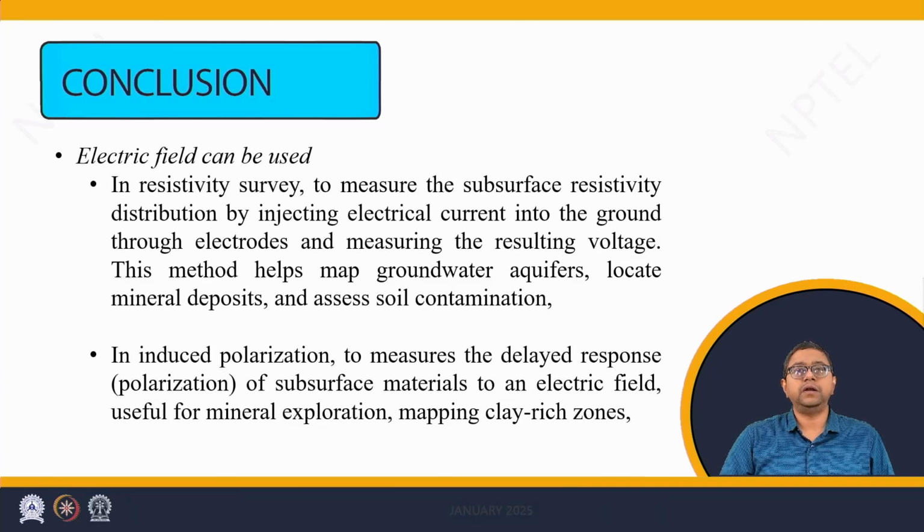This is obtained by injecting electrical current into the ground through electrodes, which are nothing but points where the electric current is measured. The resulting voltage helps to determine the underground electric field distribution. The distortions in the electric field distribution help map groundwater aquifers, locate mineral deposits and assess soil contamination. This is possible because all these factors affect the electric field.